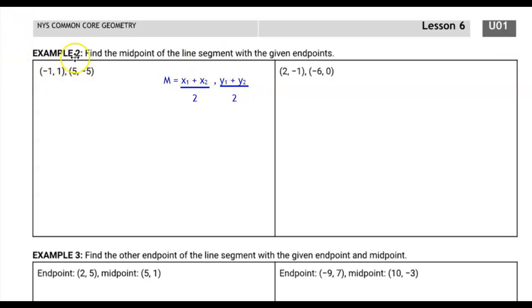So now that we have it written down, we can identify y1, x1, etc. And in this example, it's a little bit more straightforward because this is the first point that I see, this is the second point that I see. Might as well use it like that. Now let's substitute and solve.